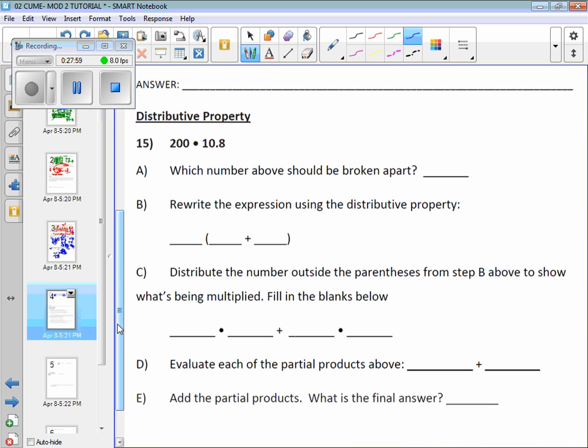All right, I found with number 15, these distributive property questions that appeared in module number 2, you did a pretty good job with this, so this is just going to be probably a quick refresher for you. The purpose of doing these particular problems in the Common Core is to try to see if you can break up numbers where you can multiply the numbers in your head. So given 200 times 10.8, the number that we're going to break apart is our 10.8.